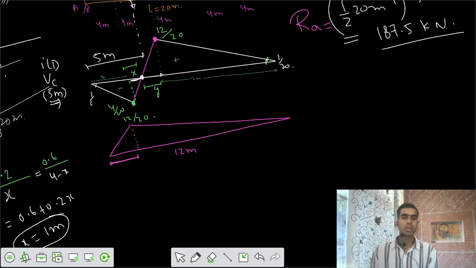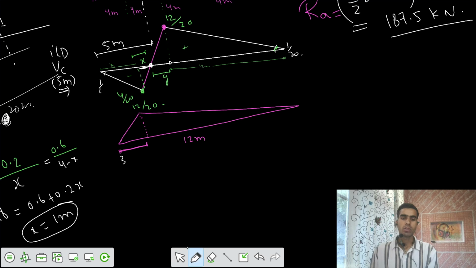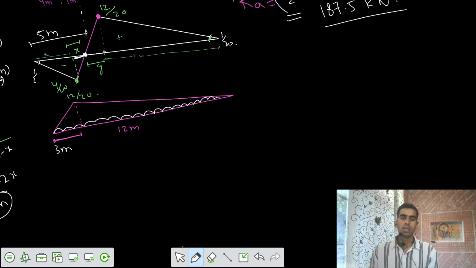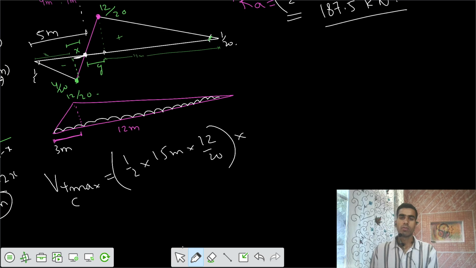So finally, I got that. Now I can say this is equal to y, that's 3 meter. I would place the UDL live load for the entire length. The V positive, that's maximum at point C, equals 1 by 2 times 15 meter, times the ordinate of 12 by 20, times the UDL of 18.75 kilonewton per meter, and your shear would be equal to 84.4 kilonewton.